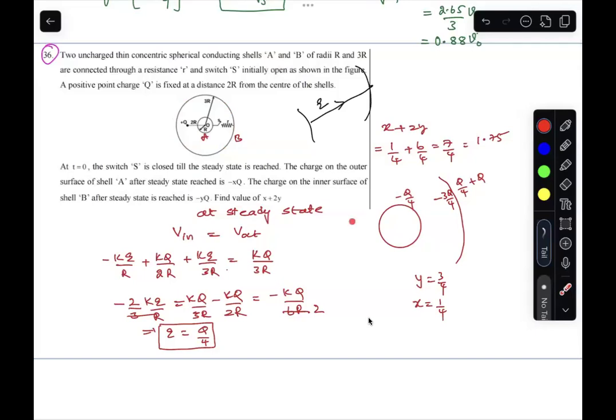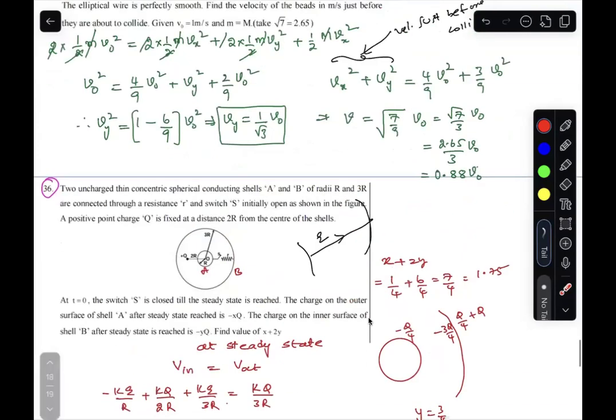Inside, what is the charge? Q minus Q by 4. What is the net of this? 3Q by 4 inside. So the flux should end on the inner surface. Minus 3Q by 4. Okay, non-uniform. Who cares for that? No issues. That's it. So easy questions I have done.